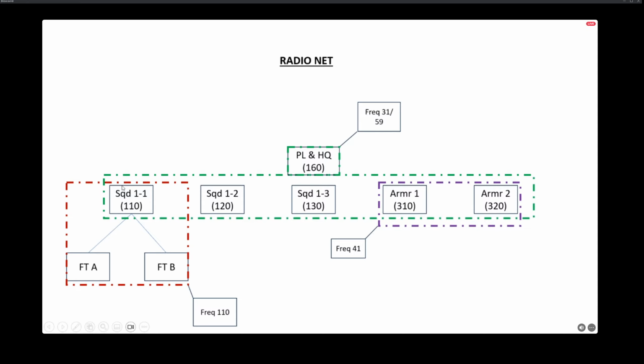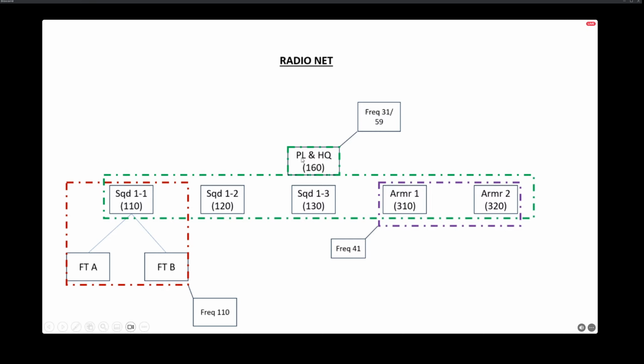The squad leader only has maybe two radios, one for the squad and one with the platoon. When it comes to the platoon leader, he has 3 to 4 radios going off. He's on the platoon net, then he's on the platoon headquarter net.